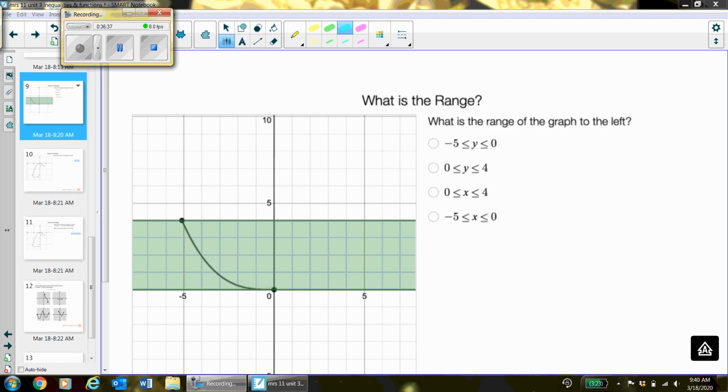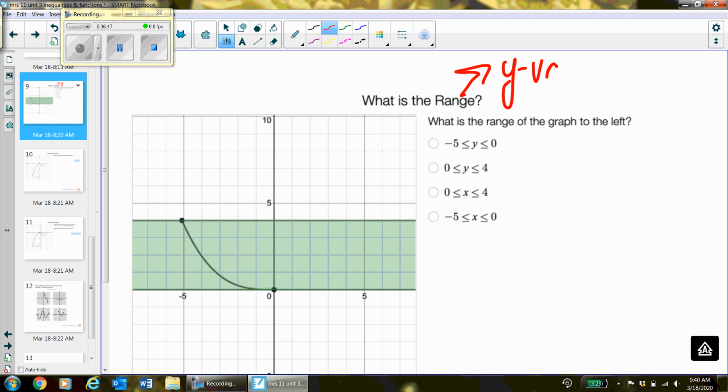Okay, so next question. What is the range? The range, again, deals with the y values. Okay? So let's keep that in mind when we're looking at this. I know looking at a graph, sometimes your eyes may want to go to the x values, but see how the graph is highlighted green? It's only focusing on what the y values would be, where it's starting and where it's ending.